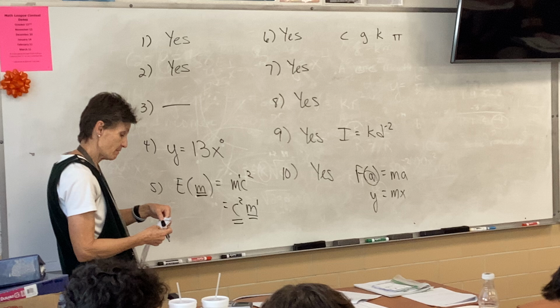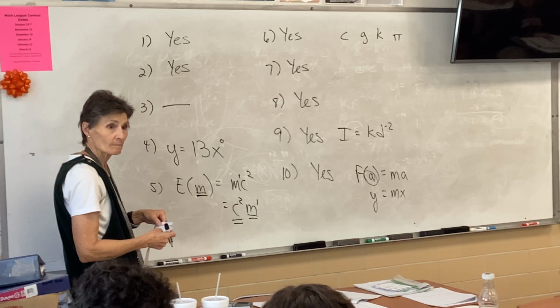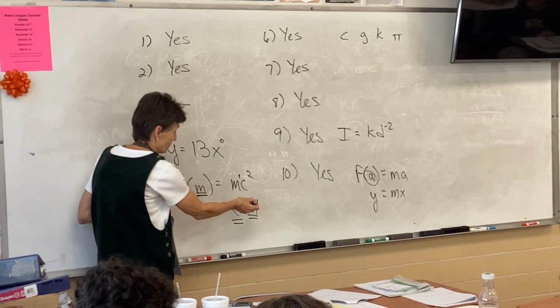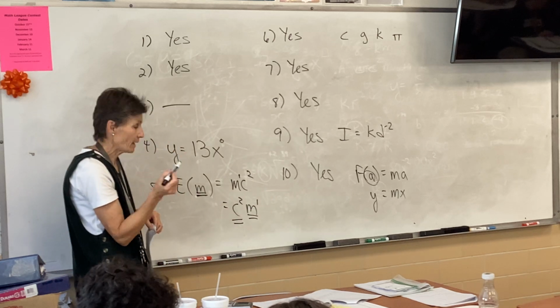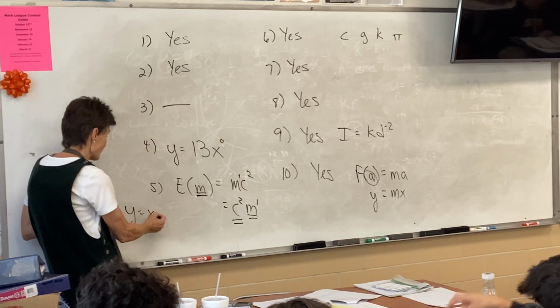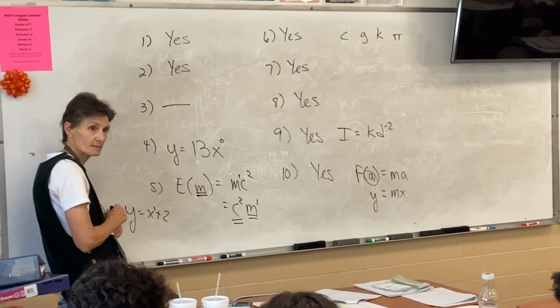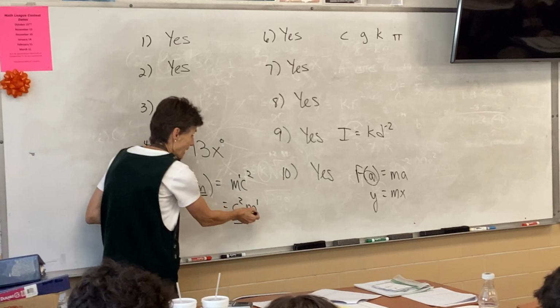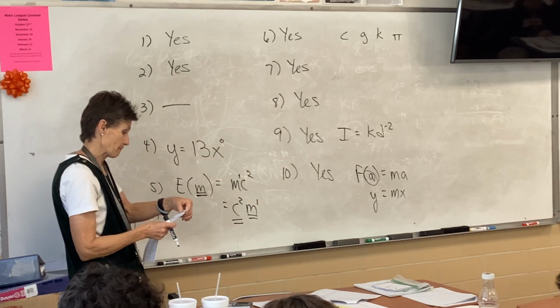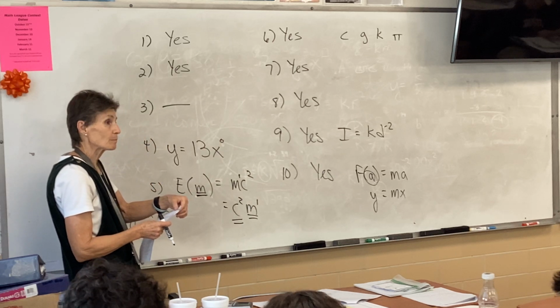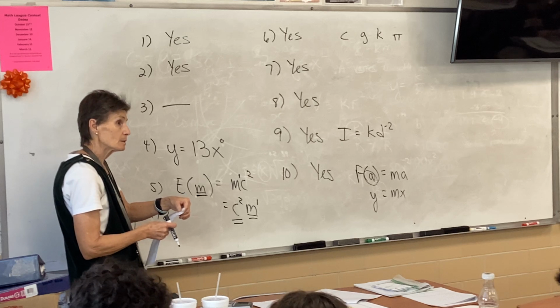That's number 5, because there's no exponent on it. When there's no exponent, that means 1. Like if you say y equals x plus 2, that power is 1. That's my x, and it doesn't have an exponent, so it's just 1.